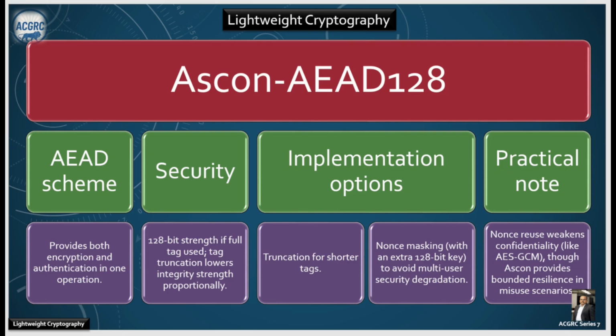Nonce masking is available to avoid multi-user security degradation. Nonce reuse weakens confidentiality, though Ascon provides bounded resilience in misuse scenarios. So that's AEAD 128.